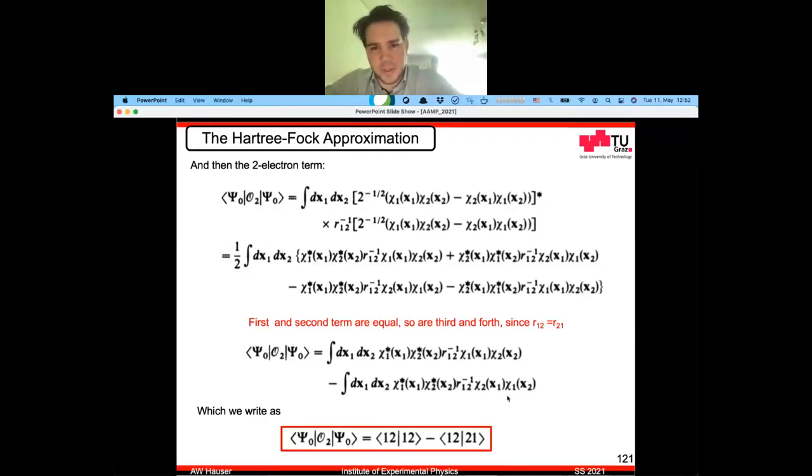And again, we make a shortcut. We are going to write this, in our bracket notation, as 1 2 | 1 2 minus 1 2 | 2 1. So we are kind of referring to the orbitals through these numbers, meaning from the left, electron 1 in orbital 1, electron 2 in orbital 2, and from the right, first electron in orbital 2, second electron in orbital 1.